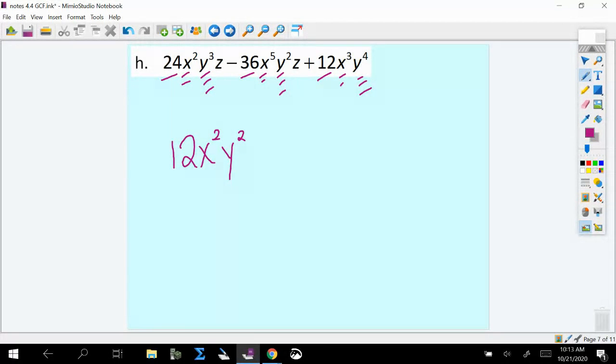And then finally, I'm going to look at my z's. I'm just going to circle them. I have a z, a z. I don't have any z's on the last term. So that means I cannot take something out if one term doesn't have it. So my GCF is going to be 12x squared, y squared.